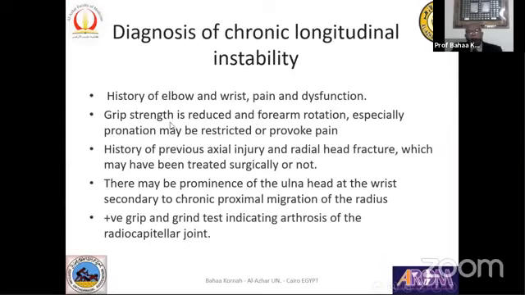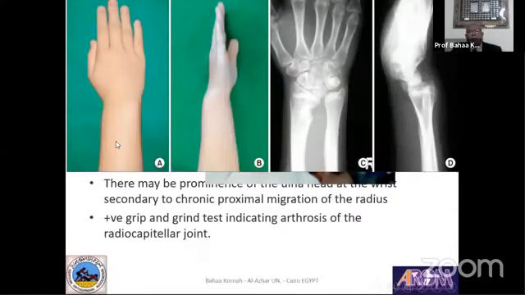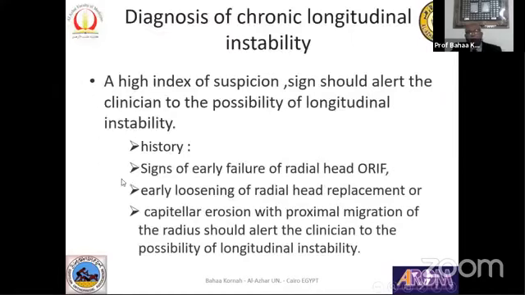Ask him to make a grip. There is a decrease in the grip strength, and forearm rotation, especially pronation, may be restricted or provoke pain. History of previous axial injury or radial head fracture, which may have been treated surgically or not. There may be a prominent ulnar head. This is an example of a prominent ulnar head, and this is an example of a patient with a prominent ulnar head. A positive grip and grinding test indicates arthrosis of the radiocarpal joint.